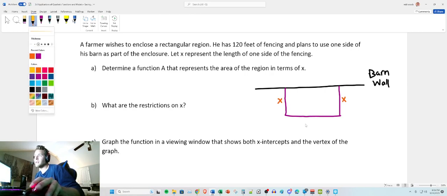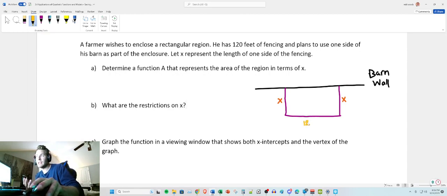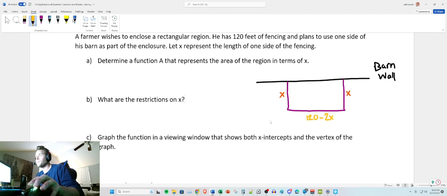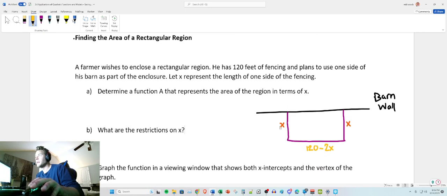Now this side here, we know that we have a total amount of fencing around this, it's going to be 120 feet total, right? So we start with 120 feet, but we know that we're going to be subtracting whatever these two combined are. So I'm going to subtract 2x from it. So that's going to be the length, or the width, here. That's going to be the width here.